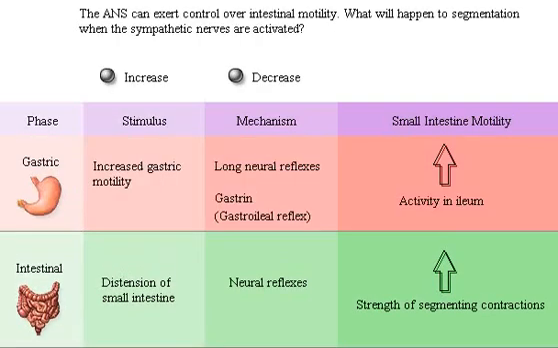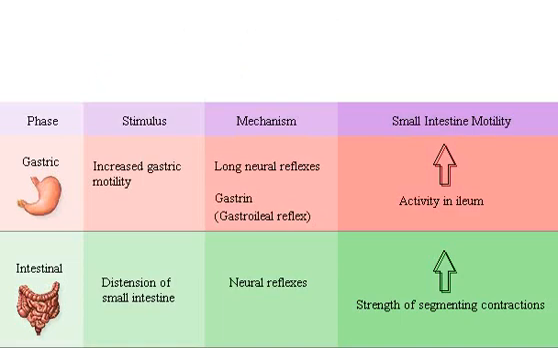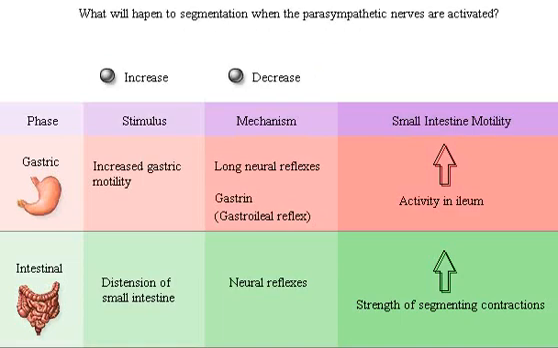The autonomic nervous system can exert control over intestinal motility. What will happen to segmentation when the sympathetic nerves are activated? Sympathetic activation depresses intestinal motility. What will happen to segmentation when the parasympathetic nerves are activated?